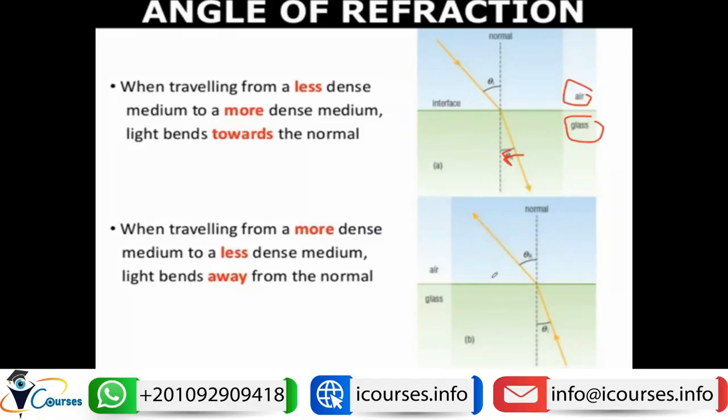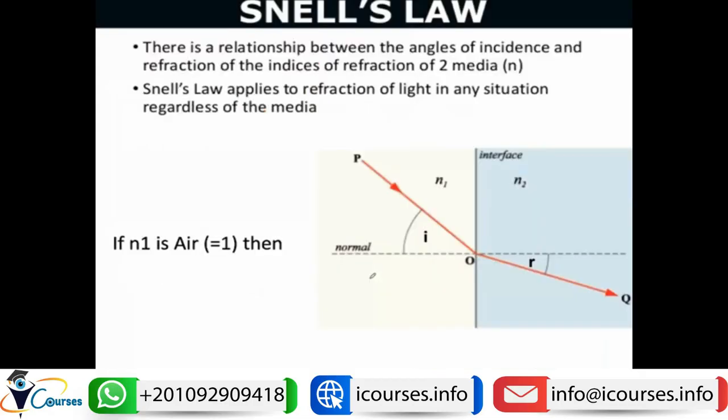This will be the reverse if the light is passing from the more dense to less dense. So if the light is passing from the more dense, like the glass, as we can see here, this is the angle of incidence, and the light will be refracted. As it passes from the more dense to less dense, the light becomes faster. And since the light becomes faster, it will be refracted away from the normal. So it will be bending away from the normal. This rule is very important.